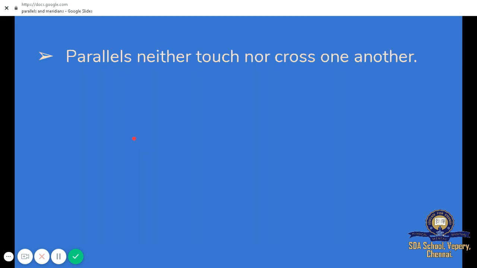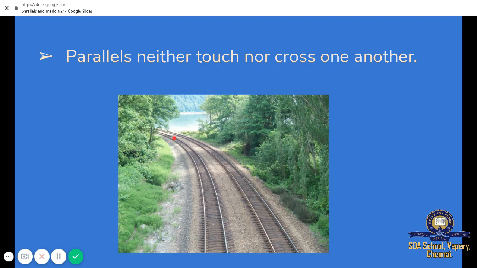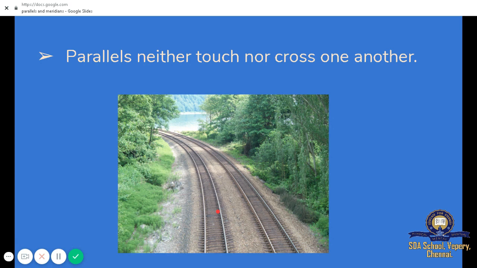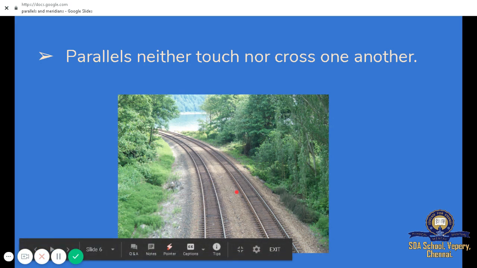nor cross one another. An example for parallel lines is railway tracks. We all see that railway tracks never meet each other at any point. Okay, these are examples for parallel lines.